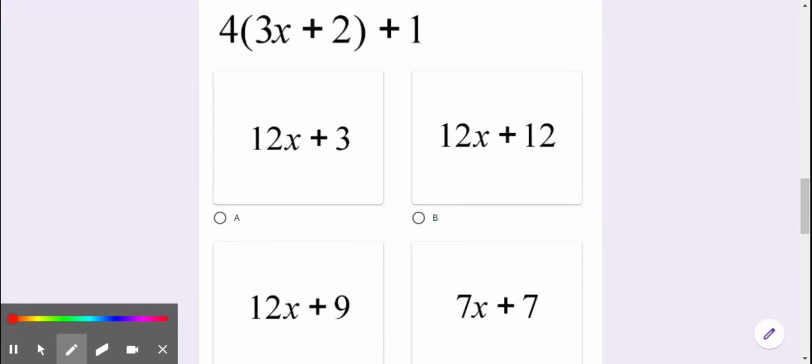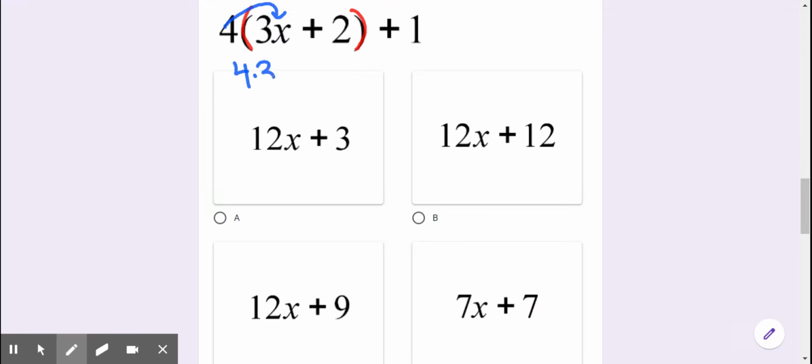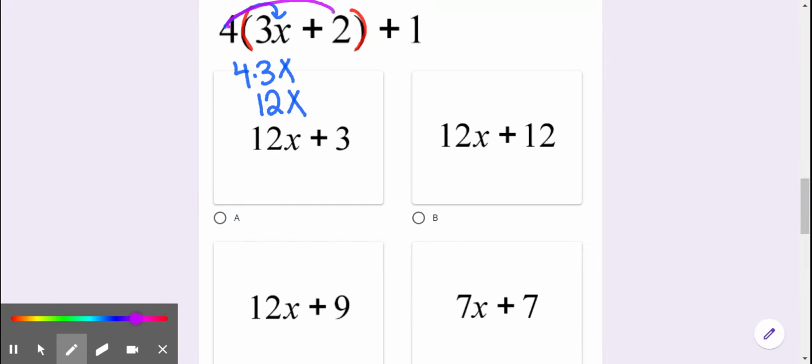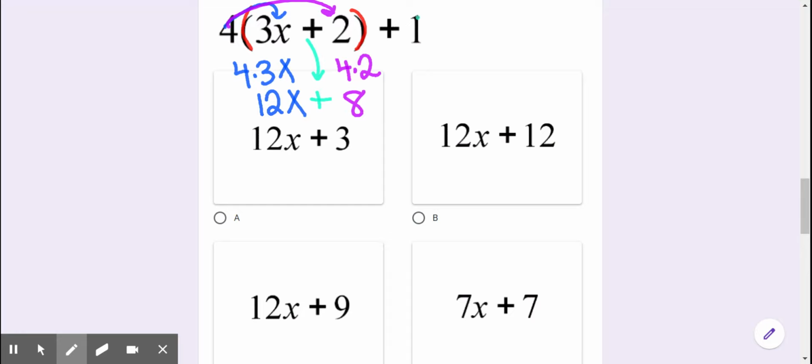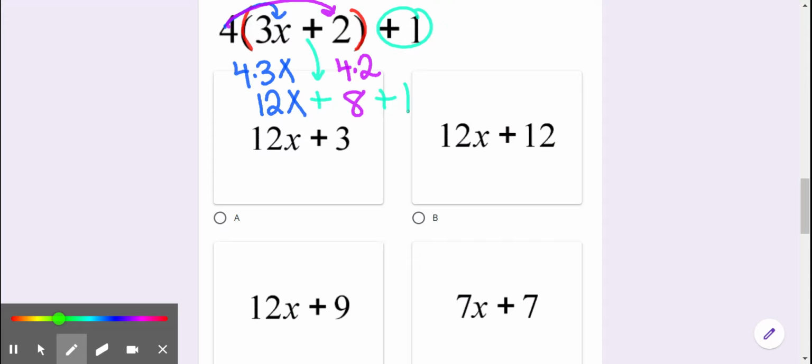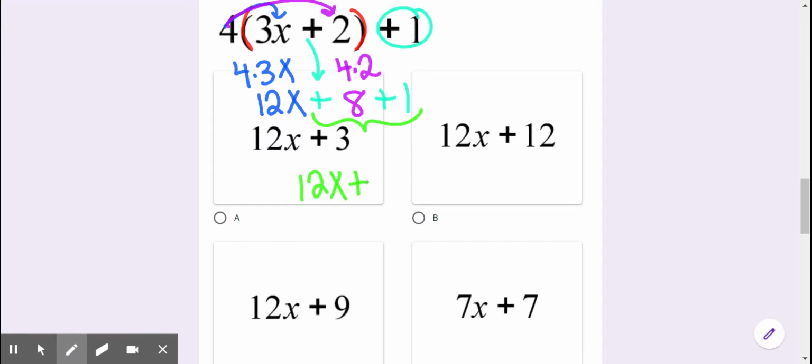This one here is kind of in depth. 4 is being multiplied by these parentheses here, so I'm going to go ahead and distribute. I'm going to take 4 times 3x, and I'm going to get 12x. And then I'm going to take 4 times that 2, and I'm going to get 8. And this plus sign goes along for the ride, as does that positive 1 right there. I then combine my like terms, 12x plus a positive 9. So the letter C is your answer on that one.